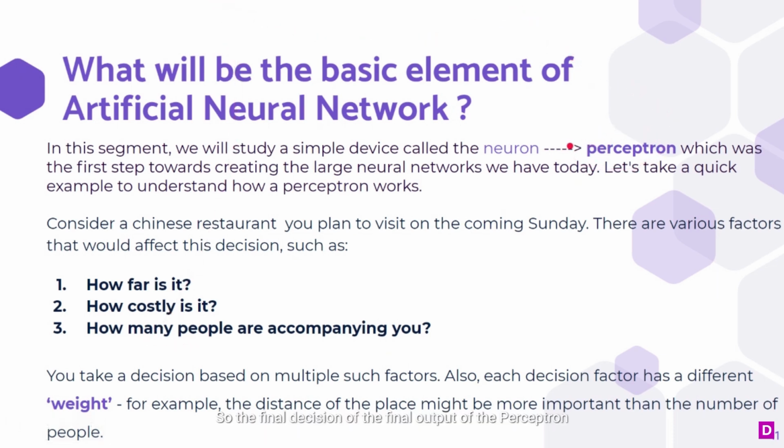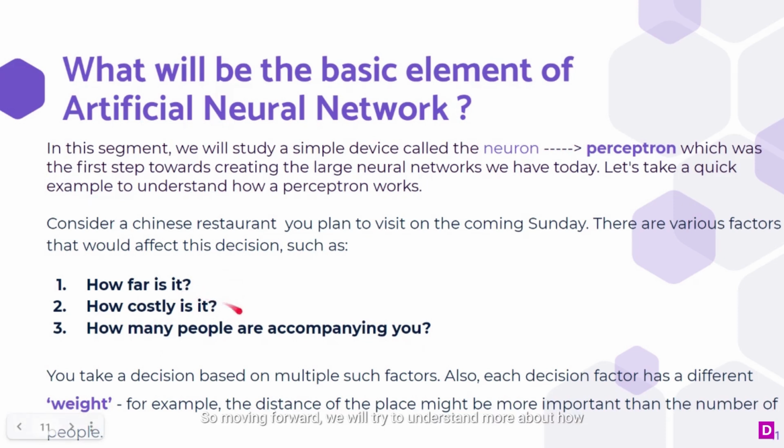So the final output of the perceptron would be whether to visit the Chinese restaurant or not, based on the input decision parameters and the weight associated with each decision parameter. This is how a perceptron works in real time. It takes certain inputs as decision parameters, and it learns the weight associated with each decision parameter, and it comes to a decision or conclusion based on the weights and the decision parameters and gives the output. So this is how a perceptron works in real time.